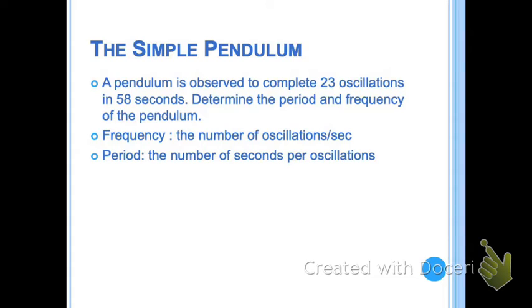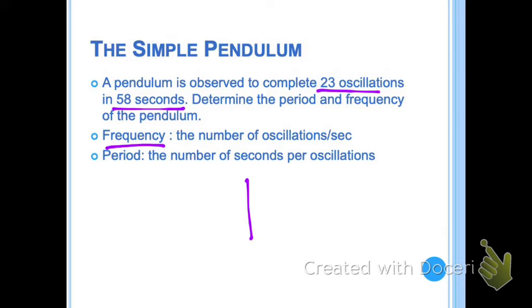All right, this is just a pendulum frequency and period type problem. It says a pendulum is observed to complete 23 oscillations in 58 seconds. Determine the frequency and the period of the pendulum. Now, don't overthink this in terms of it needing an equation. We know what period and frequency mean, so it's just a simple division problem. That's it. If I want to look for frequency, I'm going to put oscillations over seconds.